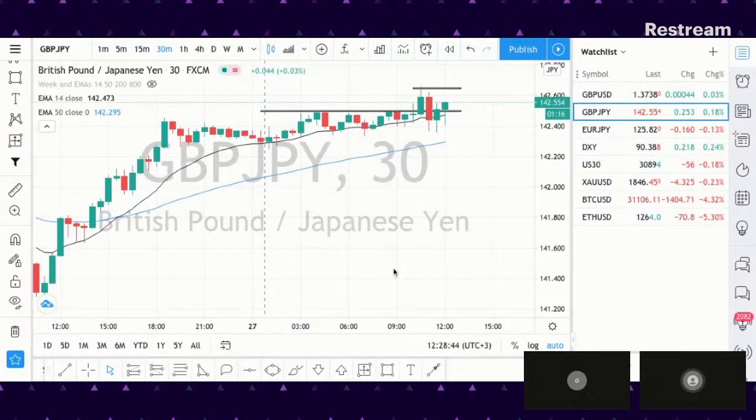Let's see how this trade is performing. So far, so good. It is at 142.5. This is an institutional level, 142.5. It's not a whole number, it's a half number for the whole number.